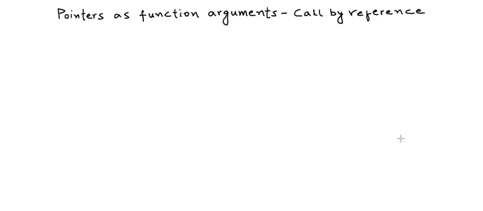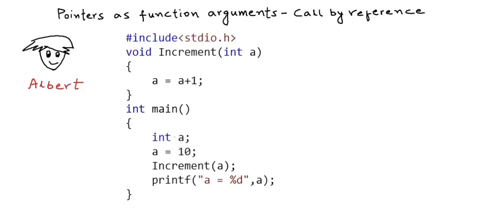So let's discuss a scenario. Albert is a beginner programmer and he has recently learned about the concept of user-defined functions. Now he tries to apply this concept and he writes a simple C program like this. What he is trying to achieve here is that he has an integer variable declared and initialized in the main method, and he wants to increment the value in this variable by 1.